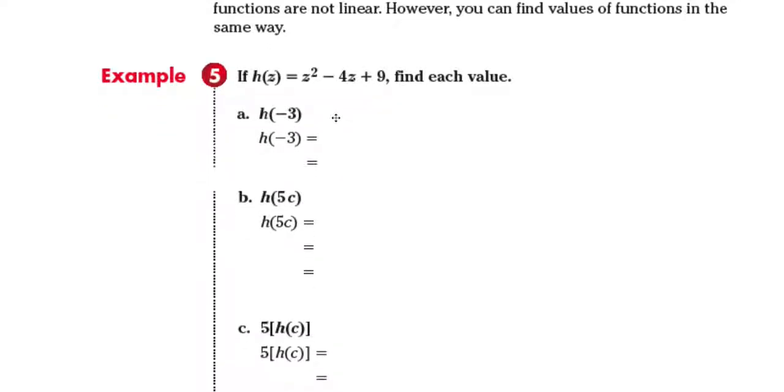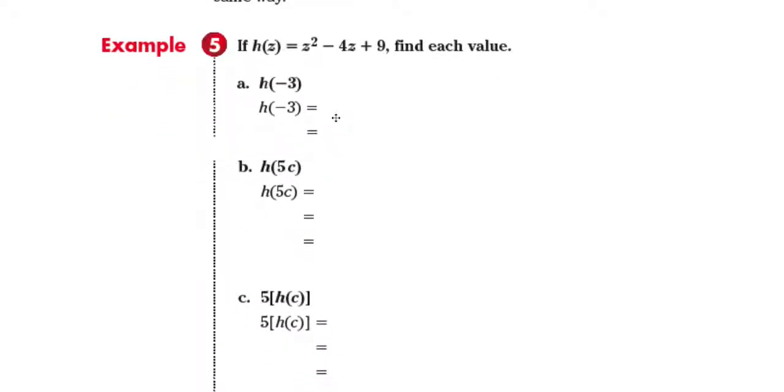Okay, and let's see how this works in example number 5. If h of z is equal to z squared minus 4z plus 9, find each value. What is h of negative 3? We simply substitute negative 3 to z, and we end up with negative 3 squared minus 4 times negative 3 plus 9. Simplifying that, we end up with 9 plus 12 plus 9, or 30.